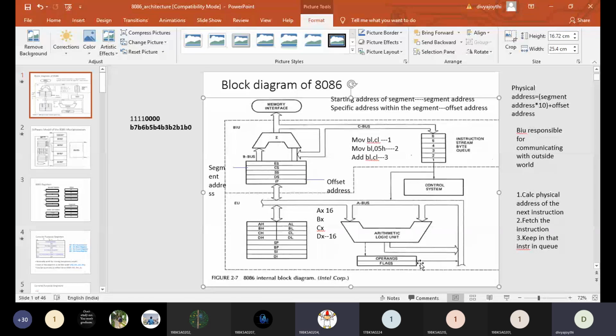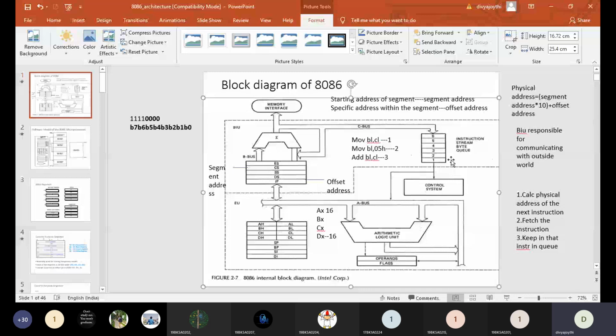Yes, ma'am. Result and status of result. The result is being generated by the ALU and the status is being provided by the flag register. Clear with this? Yes, ma'am. And now listen to my question.